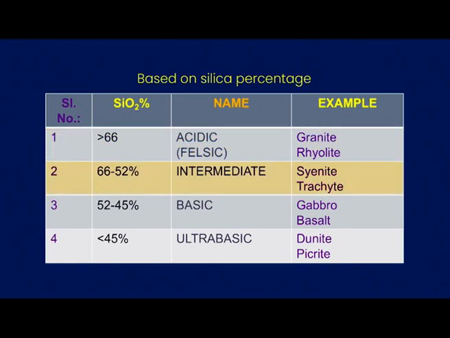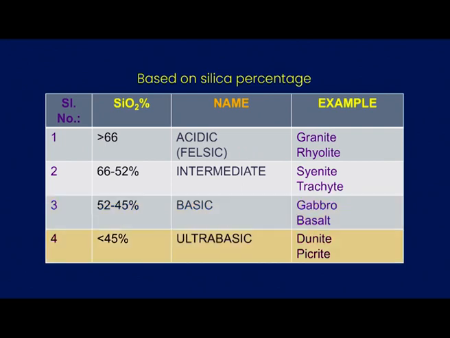The second category has SiO2 ranging between 66 and 52%. These are called intermediate igneous rocks. The examples include syenite and trachyte. The basic igneous rocks, the third category, contain SiO2 percentage between 52 and 45. Gabbro and basalt are the examples.